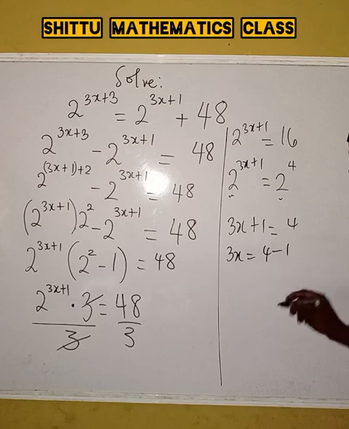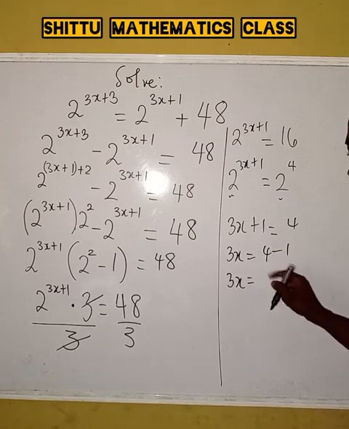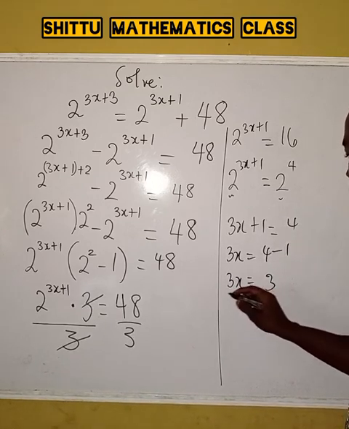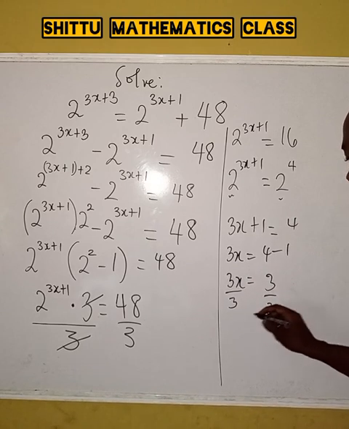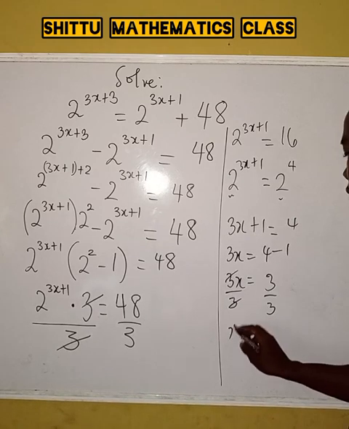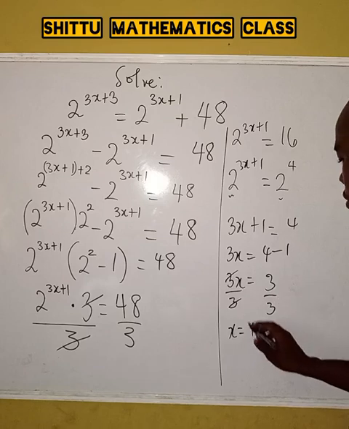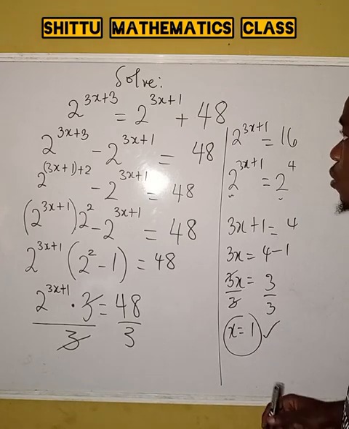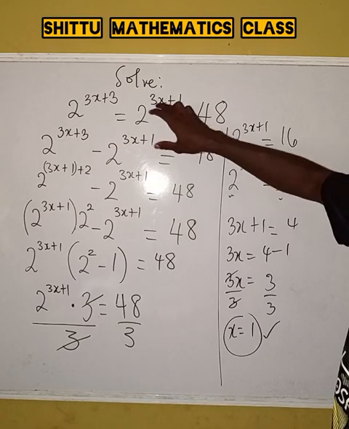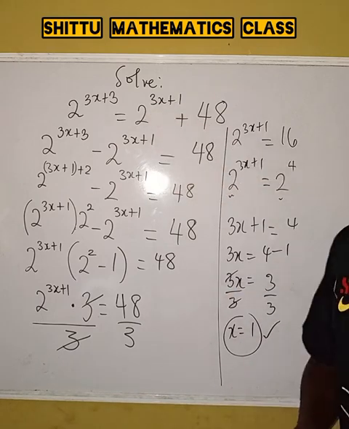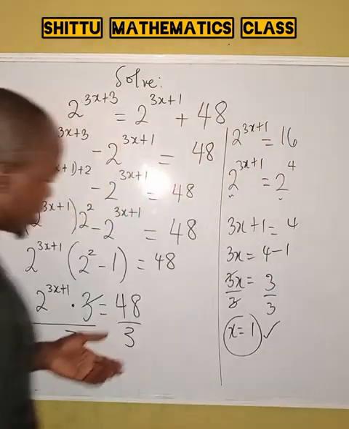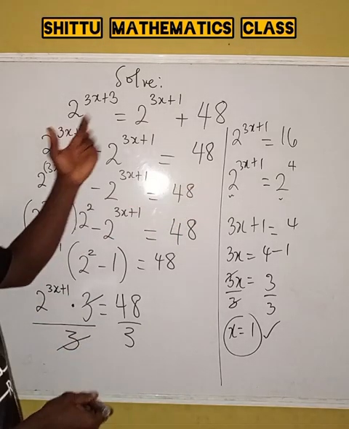Now we transpose 1 to the right hand side. We have 3x equals 4 minus 1, which is 3. Then we divide both sides by 3. This cancels this, and we have x equals 3 divided by 3, which gives us 1. So the value of x that will satisfy this equation is 1, right?